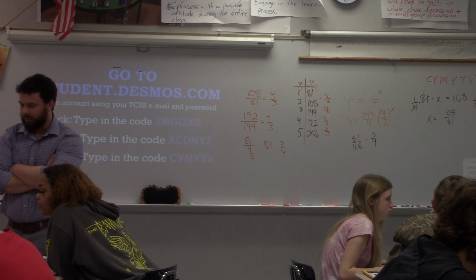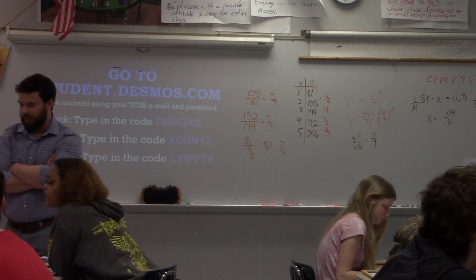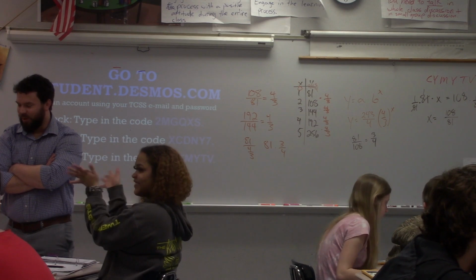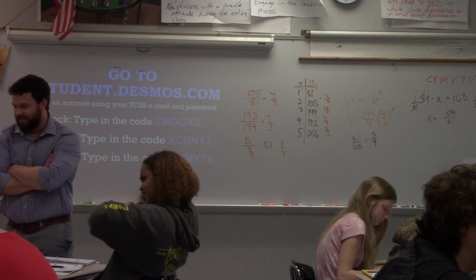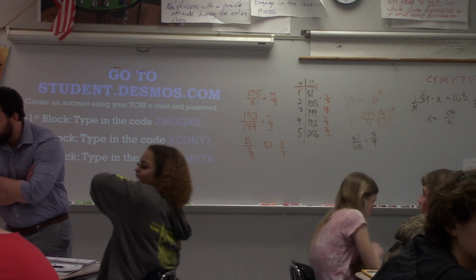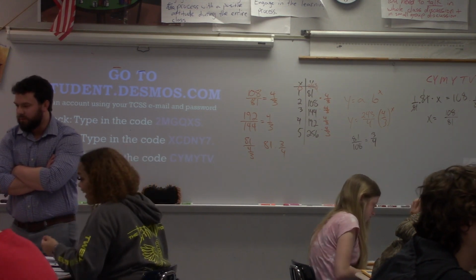Hit the home button for me. The home button on the screen, yeah, that one. Okay, look at your R1. Where do you see the value for R1 on that graph? What is your R1?